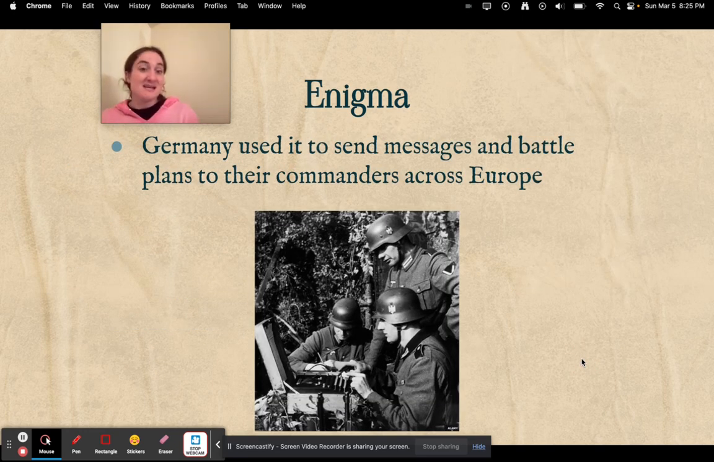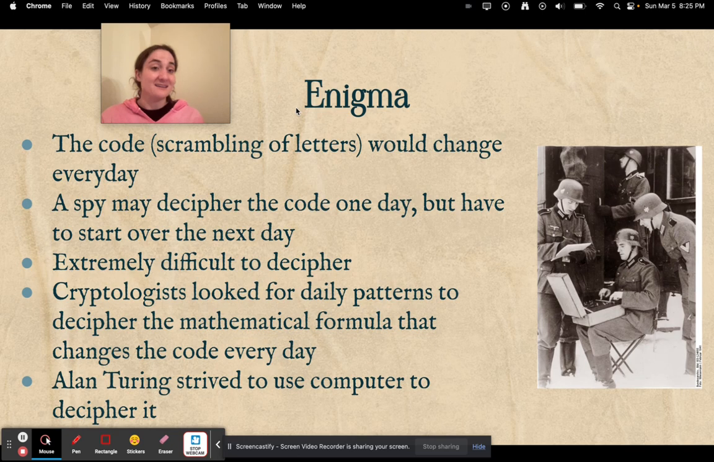So Germany used it to send messages and battle plans to their commanders across Europe. I mean, the most top secret plans were sent using Enigmas, and no one could really crack it until... you'll watch the movie and you'll get an answer to if they crack the code. The code, or scrambling of letters, would change every day. So a spy may decipher the code one day, but have to start totally over the next day. And it was extremely difficult to decipher. Cryptologists look for daily patterns to decipher the mathematical formula that changes the code every day. And of course, you'll see in the movie Alan Turing strived to use a computer to decipher it.